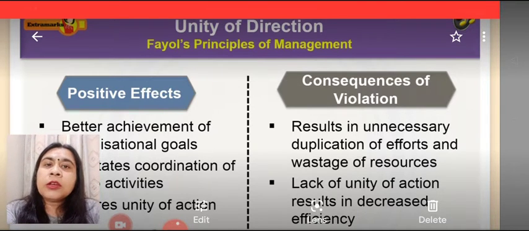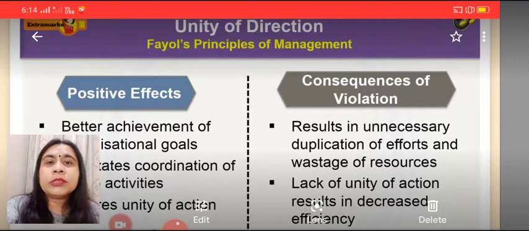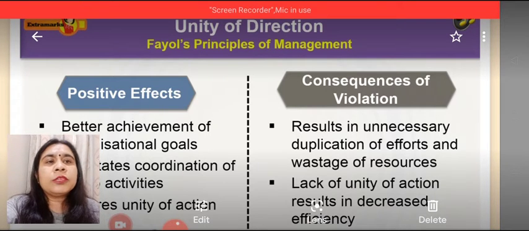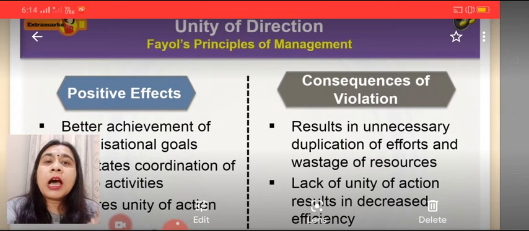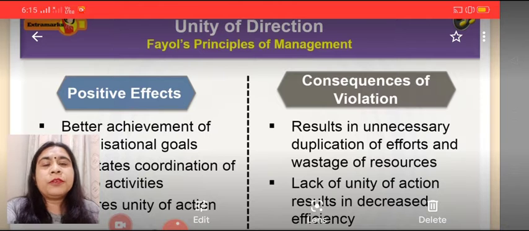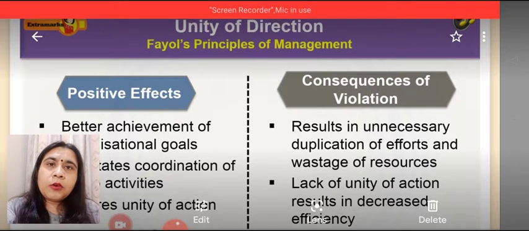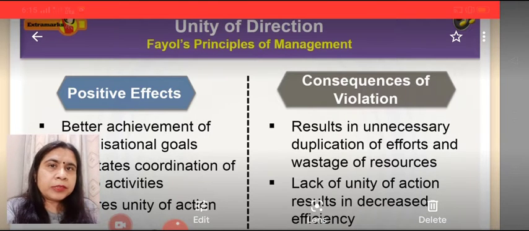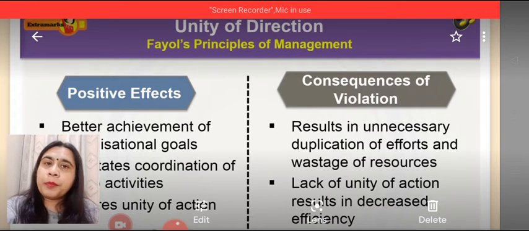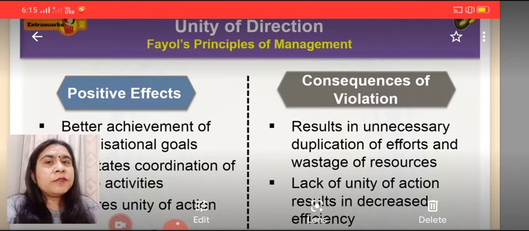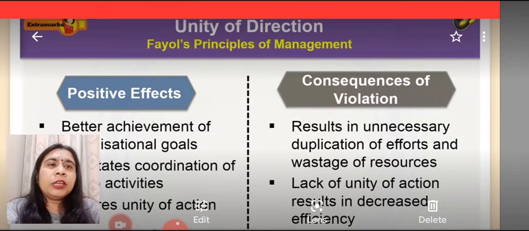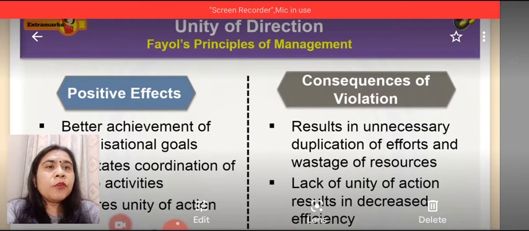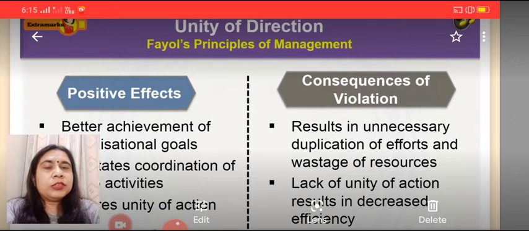But what are the consequences of violation of this principle? It results in unnecessary duplication of efforts and wastage of resources. See now, the finance department, the purchase department, the work of these departments is the same. But since we have a separate head and separate plan for each division, duplication of work takes place. Lack of unity of action results in decreased efficiency.